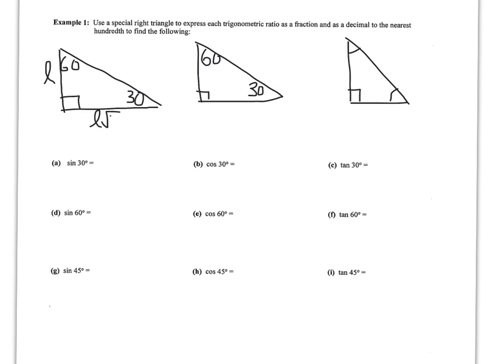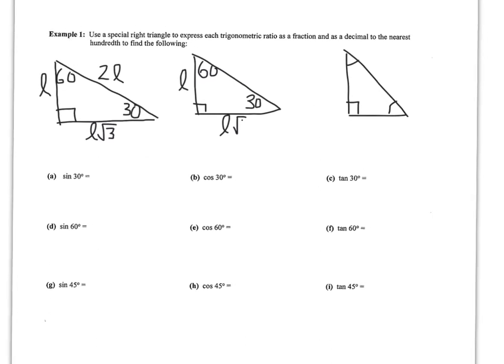Opposite 60 is L square root of 3, and opposite 90 is 2L. We'll do that on both of these triangles. Opposite 30 is L, opposite 60 is L square root of 3, and opposite the 90 is 2L. In a 45, 45, 90 triangle, the two legs are L's, and the hypotenuse is L square root of 2.